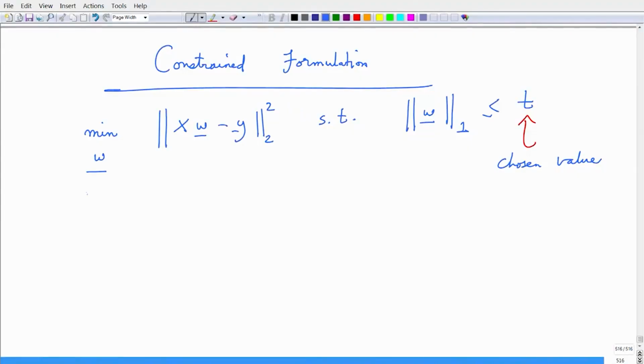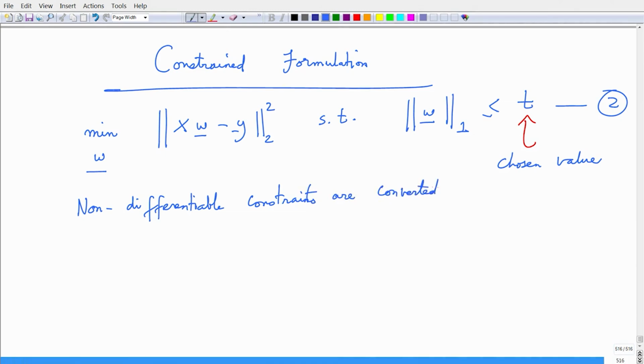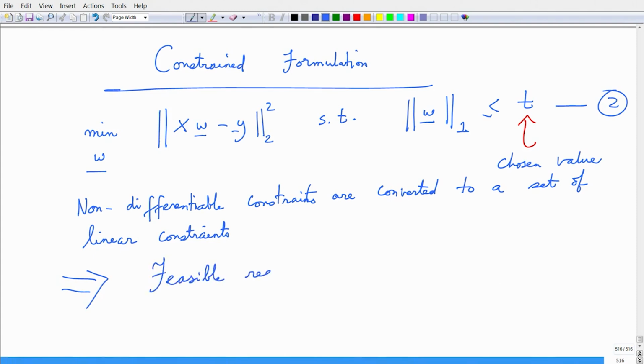Okay. Now what can happen here is, I call this equation 2 before I begin, okay, non-differentiable constraints are converted to a set of linear constraints, and this implies that the feasible region is a polyhedron.